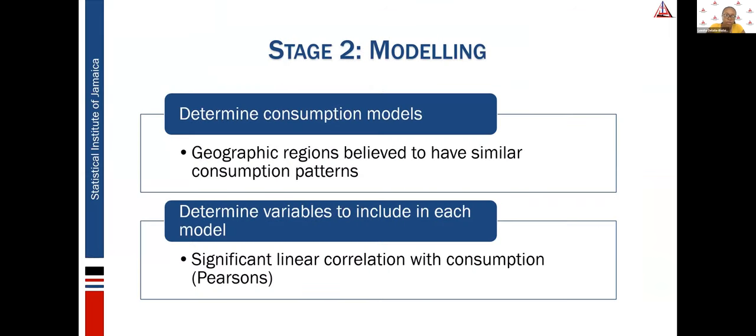In terms of stage two, determining the consumption models, we had to define geographic regions that we believed to have similar consumption patterns. In total, based on all of the discussions we had with our stakeholders, we agreed upon 7 geographical groupings, and we created the models at that level. So we took out, for example, the capital of Jamaica, which would be Kingston and St. Andrew. We also took out, for example, the resort areas, and grouped them together, along with other urban centers. So those were some of the groupings that we used. In determining the variables to include in each model, we also looked at whether there was significant linear correlation with consumption using the Pearson's correlation coefficient.